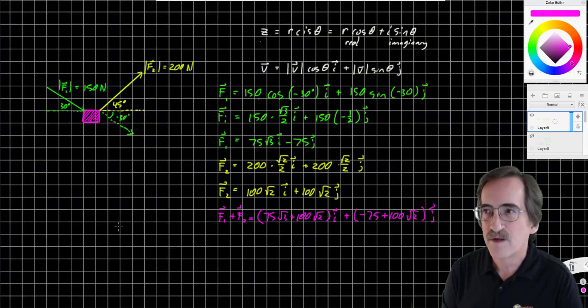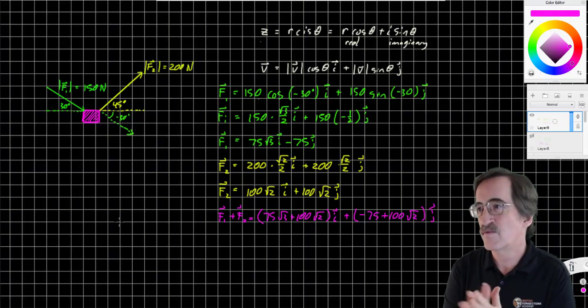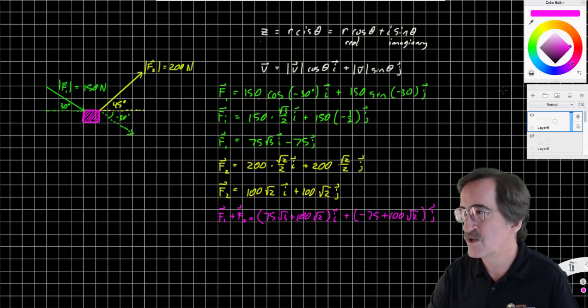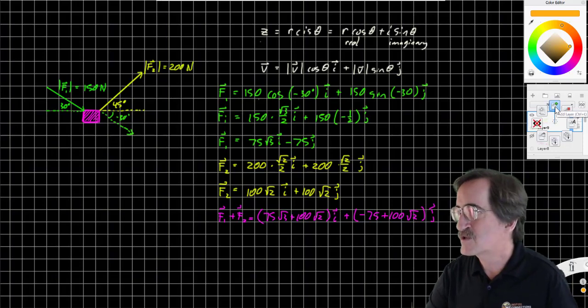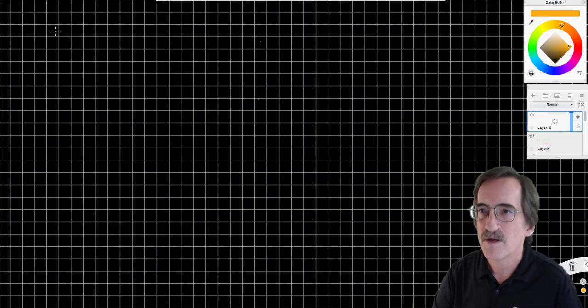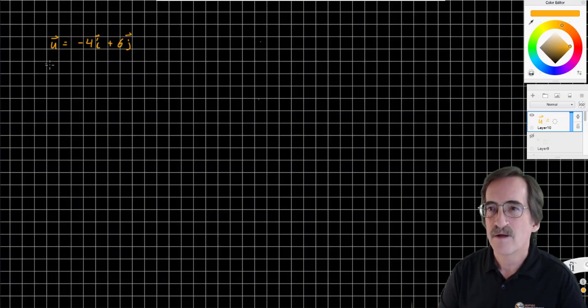Now, the other thing that we need to worry about here is how do we find the direction? Another objective. How do we find the direction of a vector? Let's make a new example here. So you're given something in rectangular form. So you're given, say, vector u equals, and let's give it in ij form, negative 4i plus 6j.